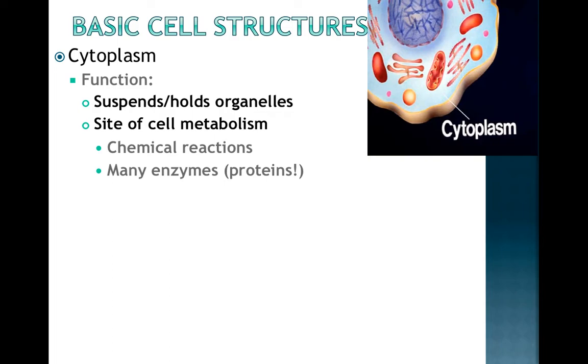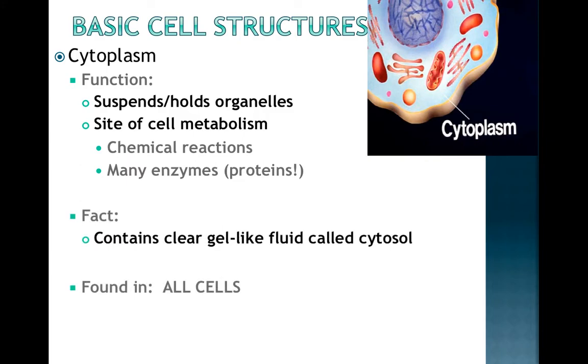So that's really important. And it's also the site of the cell's metabolism. So we need to remember that metabolism is all of the chemical reactions that are happening inside of the cell. So most of those chemical reactions are going to be happening right here in the cytoplasm. And then that must mean, hopefully we're thinking about this, that the cytoplasm contains lots and lots of enzymes, which, remember, are proteins that speed up or catalyze chemical reactions. So if all the chemical reactions are happening here, it must make sense that we have lots of these enzymes that work with those chemical reactions here as well.